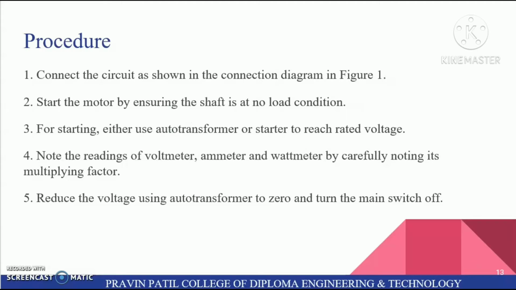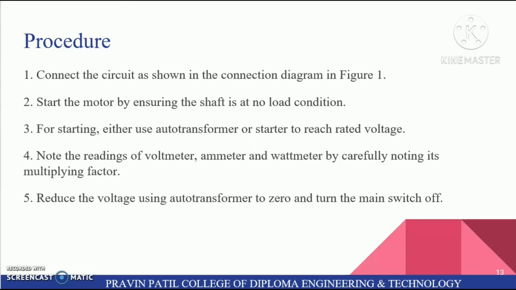So next is the procedure. Connect the circuit as shown in the connection diagram in figure 1. Start the motor by ensuring the shaft is at no load condition. For starting, either use an auto transformer or starter to reach rated voltage. Note the readings of voltmeter, ammeter and wattmeter, carefully noting the multiplying factor. Reduce the voltage using the auto transformer to 0 and turn the main switch off.